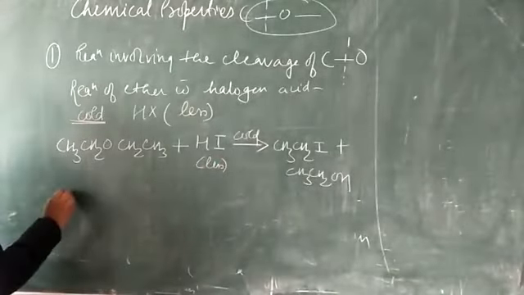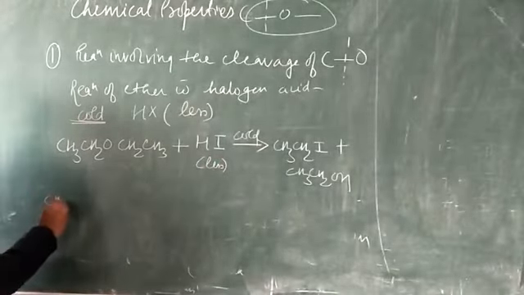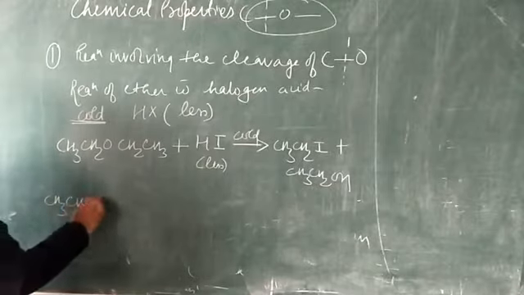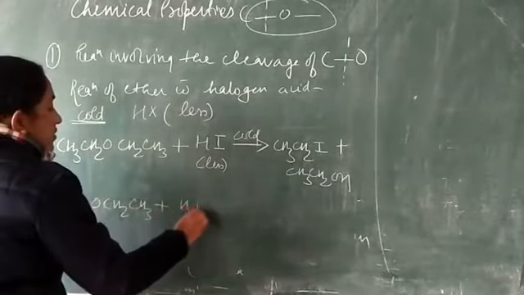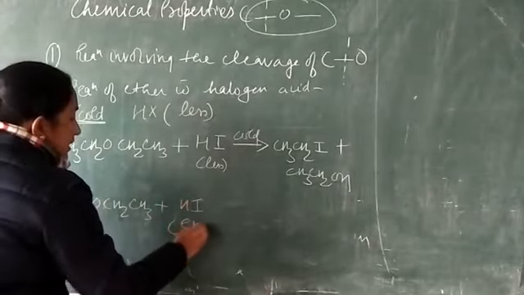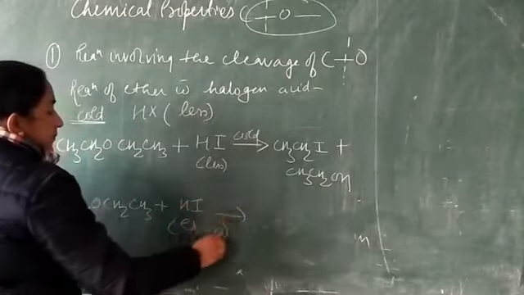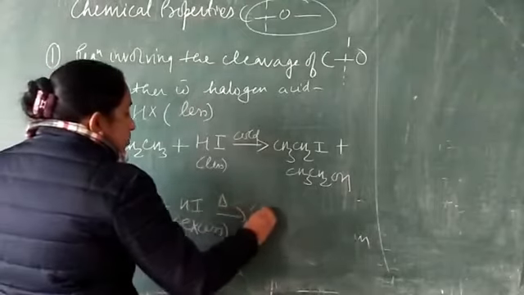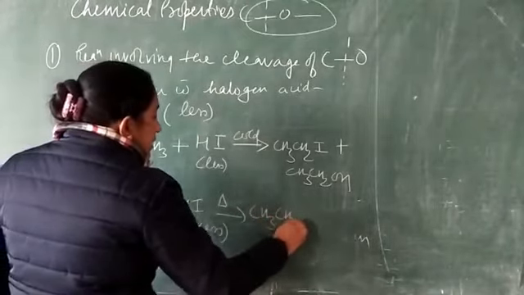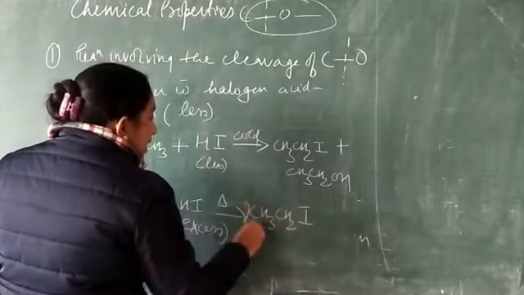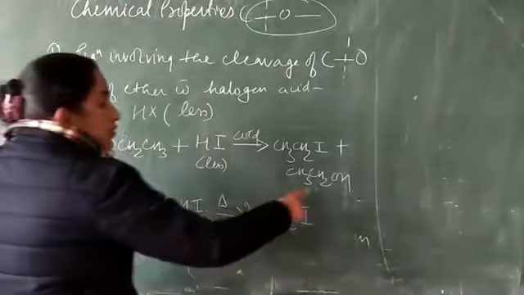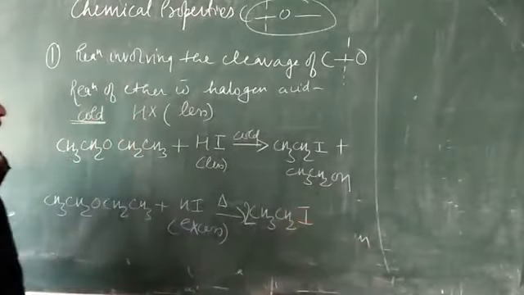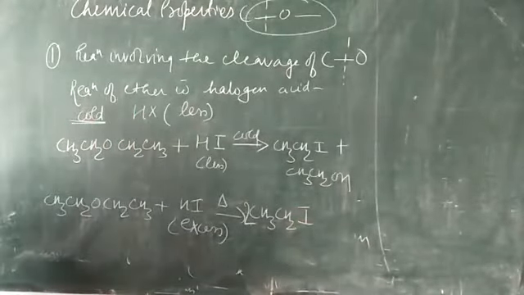But if the temperature is increased, and HI is present in excess, that time, students, we will get only alkyl halide. The alcohol which was being formed will also get converted into the alkyl halide.